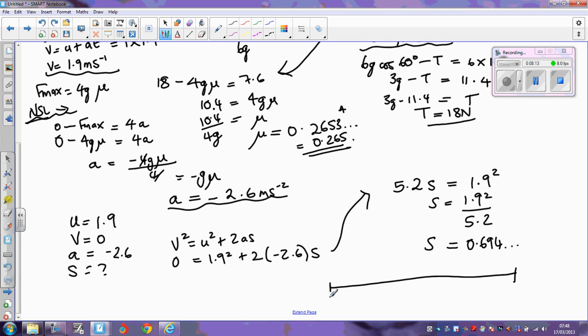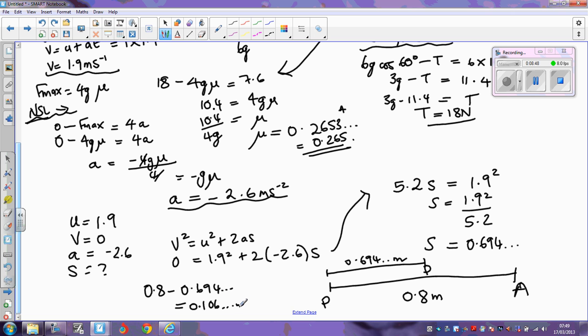Now, we were told that the string broke when P was 0.8 meters from A. So here's where P was. This is A. When P was 0.8 meters from A, the string broke, and the displacement is 0.694 meters. We're told now to work out how far P is from A. So I'm going to have to do 0.8 minus 0.694. That's the actual distance from A. That comes out as 0.106 meters, or 10.6 centimeters.